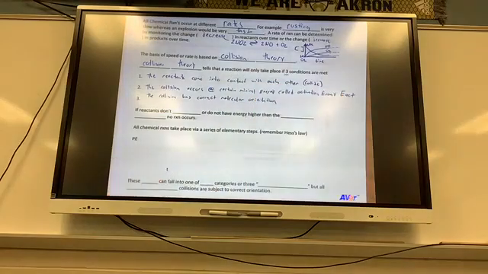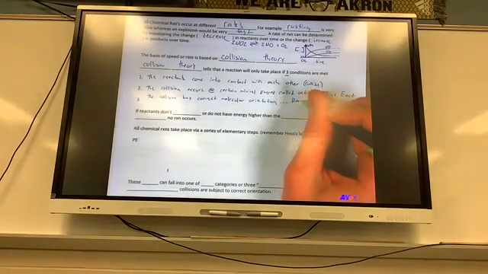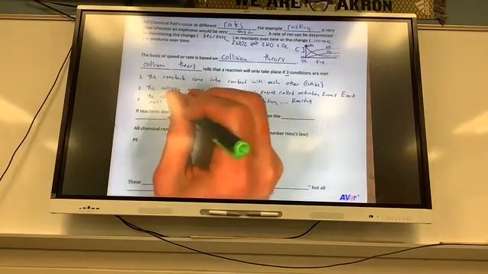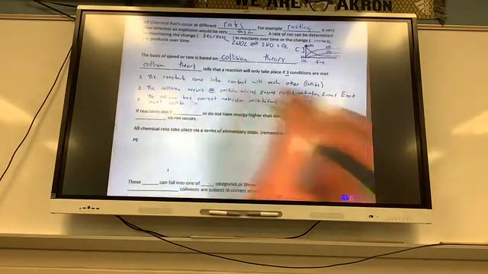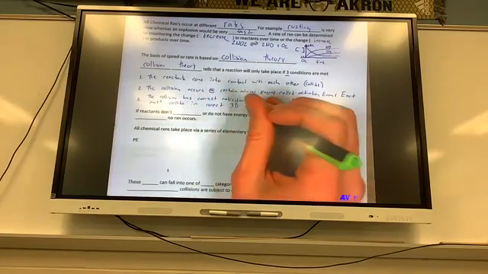What does that mean? That means that the reactants, I'll give you more, must collide in the correct 3D orientation.